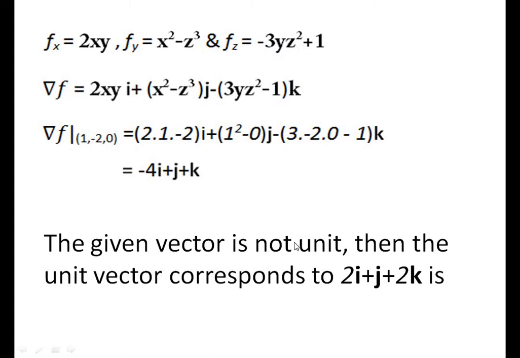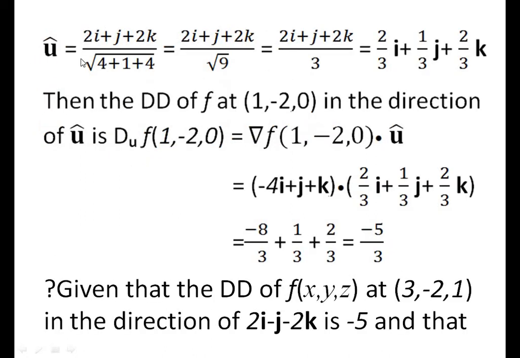Here the given vector is not a unit vector, so we want to find the unit vector corresponding to the vector 2i plus j plus 2k. That is u cap equal to 2i plus j plus 2k divided by its magnitude, that is root of 4 plus 1 plus 4, equal to 2i plus j plus 2k divided by root 9, equal to 2i plus j plus 2k by 3, equal to 2 by 3 i cap plus 1 by 3 j cap plus 2 by 3 k cap. That is, we find the gradient of that function and a unit vector u cap.